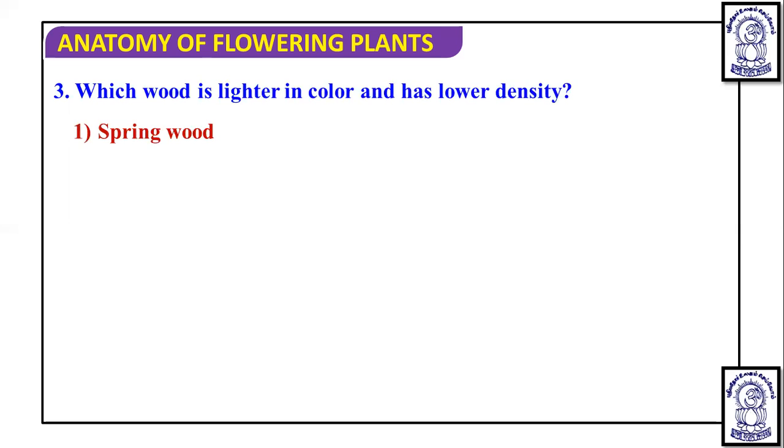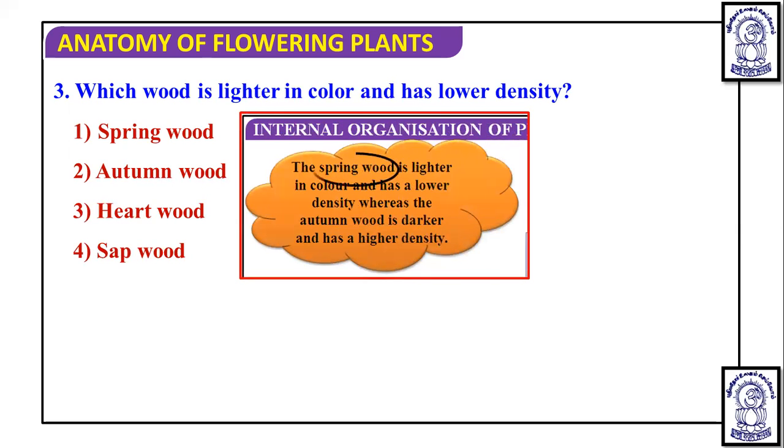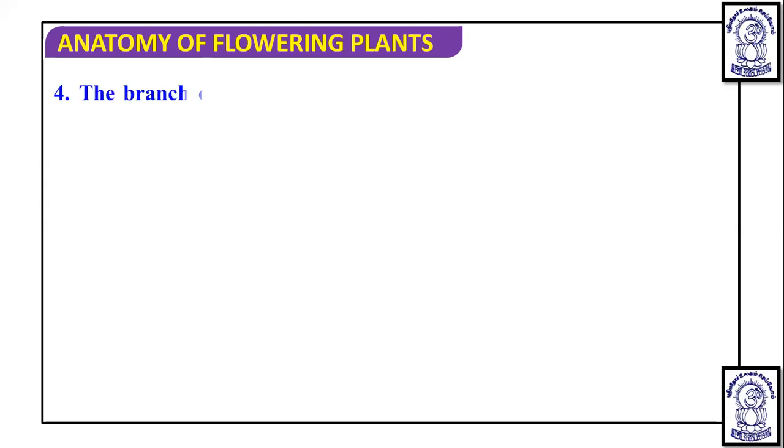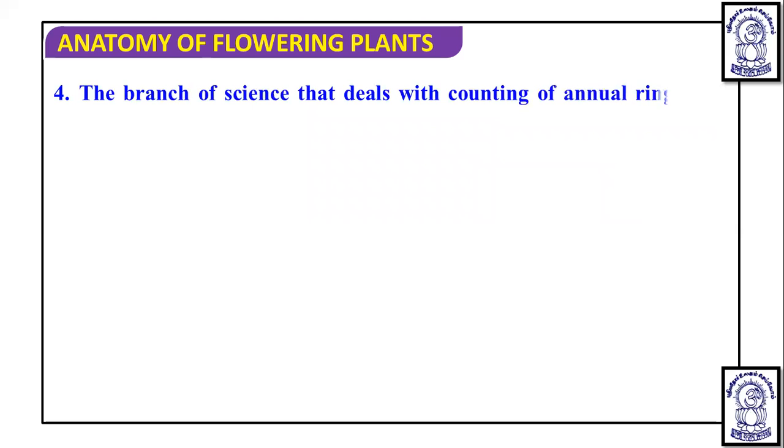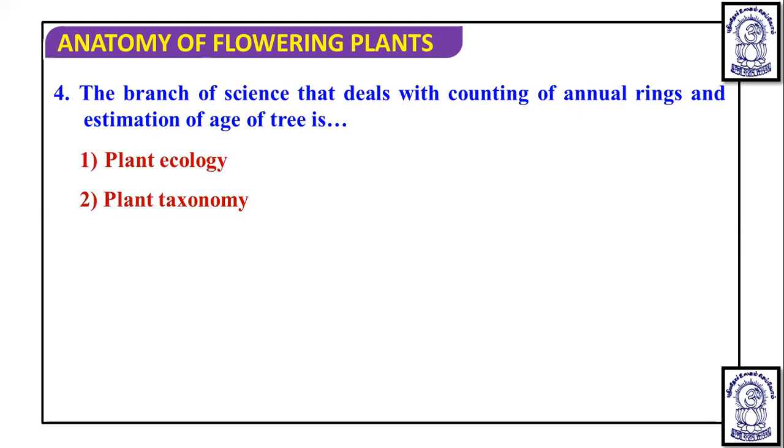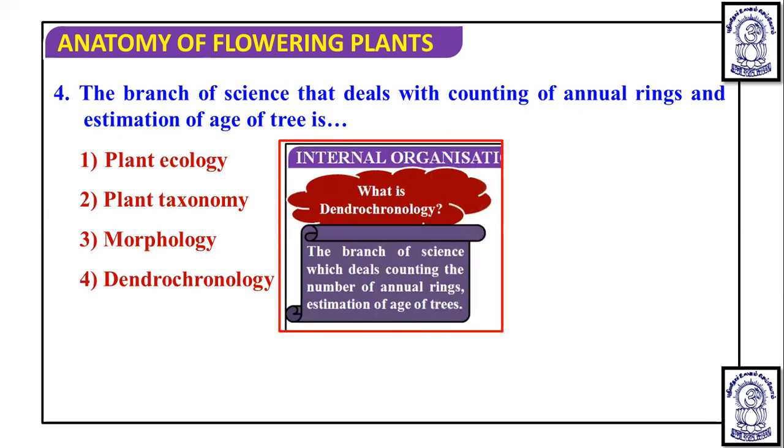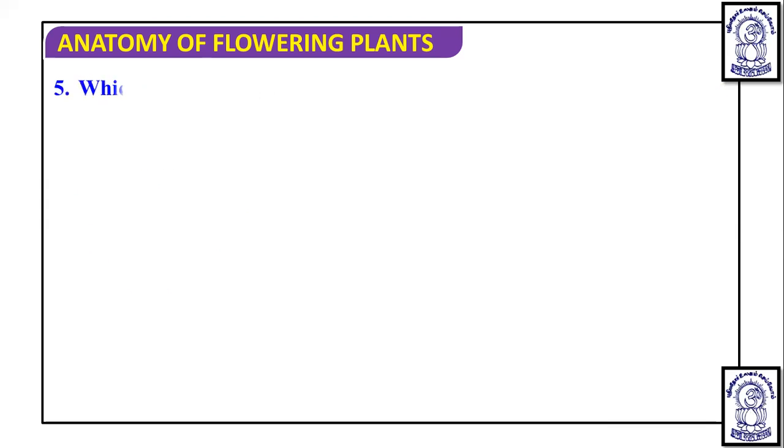Which wood is lighter in color and has a lower density? Obviously, spring wood is lighter in color and has a lower density. So that is going to be the answer. The branch of science that deals with the counting of annual rings and estimation of the age of a tree: we have studied that the number of annual rings is equal to the age of the tree. So it is studied in the branch known as dendrochronology. So the fourth is the correct answer.